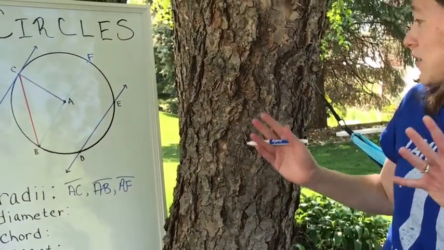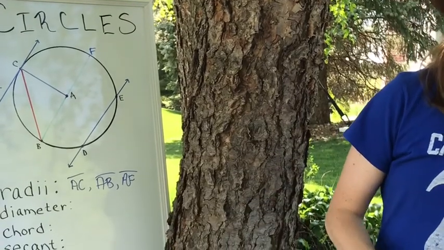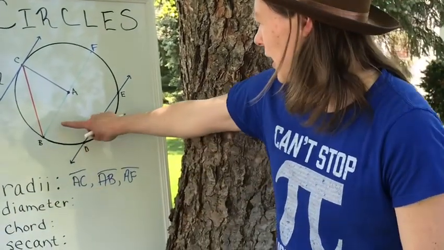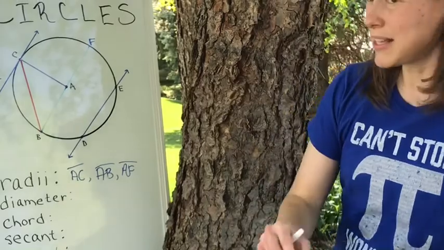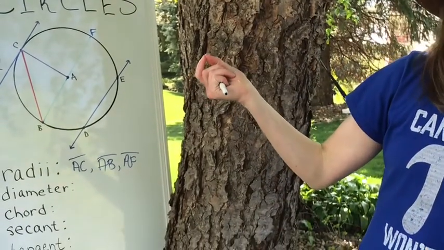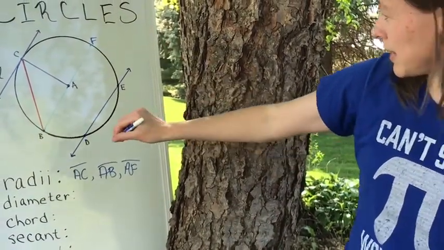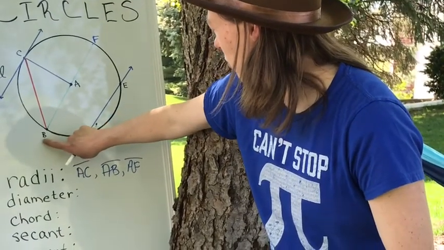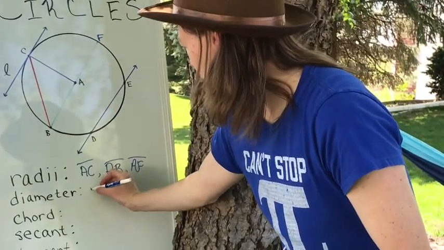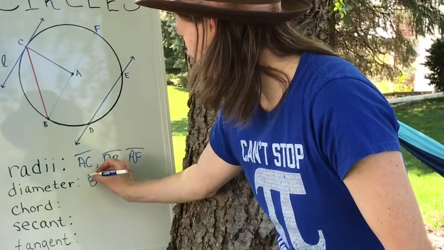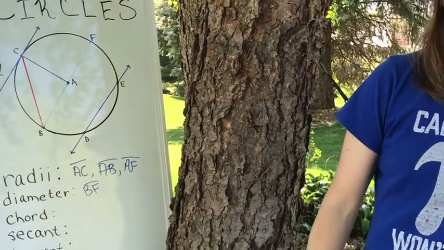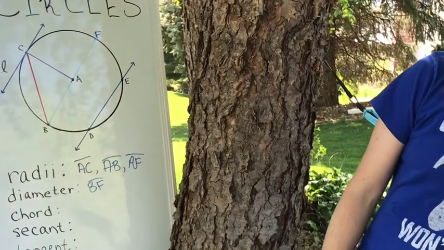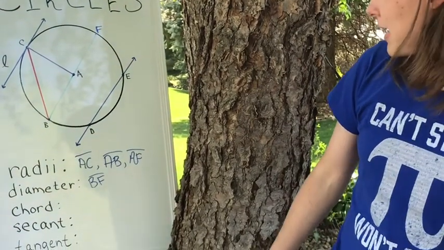Next is the diameter, and as most of you know, a diameter is a segment that goes through the center, but it has two endpoints on the circle. So there's actually just one diameter here, and it's from point B to point F, again a segment.